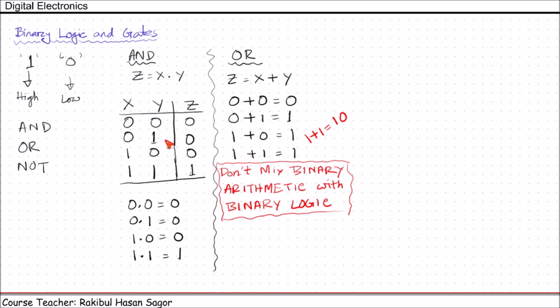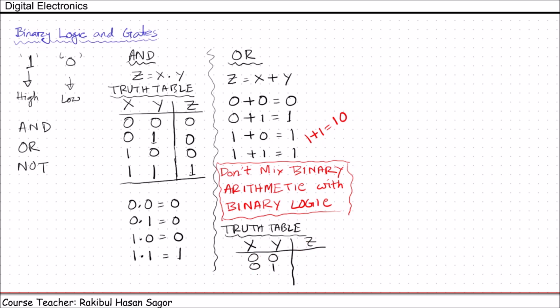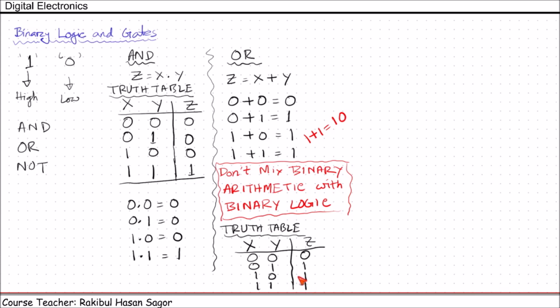Now, if I draw the truth table, this is the truth table for the AND gate. This is the truth table for the OR gate. For the OR gate, how many inputs are there? X and Y. And the output is equal to Z. How many combinations can we have? 4: 0 0, 0 1, 1 0, 1 1. For 0 0, the output will be 0. For 0 1, the output will be 1, for 1 0, 1, and for 1 1, 1. So this is the truth table for the OR operation.